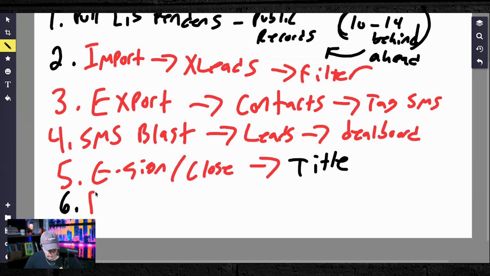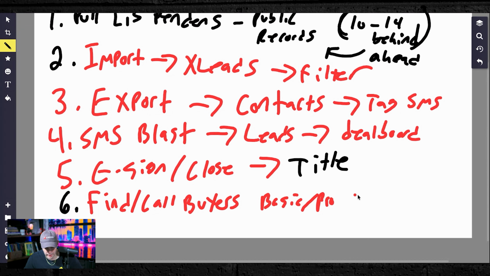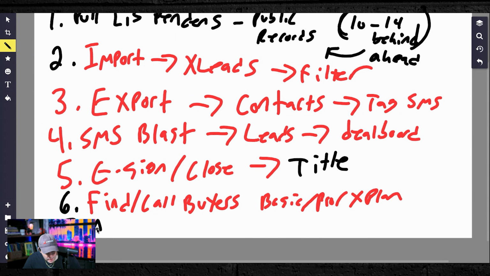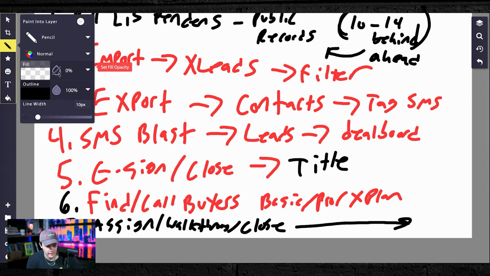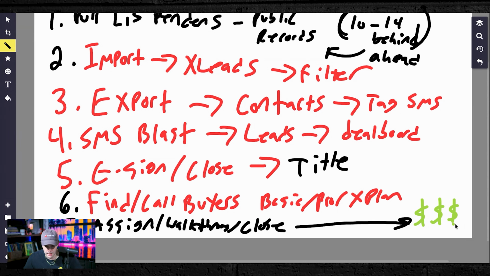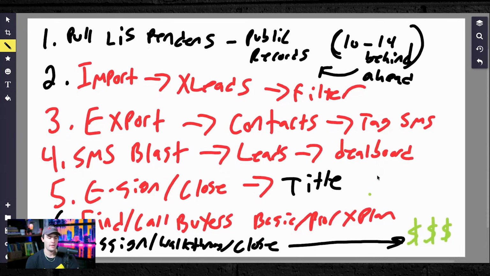You're going to call your buyers. So I'll show you how to do it on the basic plan and the pro plan, and then on the X plan, how to find buyers, because it really depends. But you do get a lot better on the X plan finding cash buyers. And then 7, you assign. You can e-sign it with XLeads. You're going to sign the contract, set the walkthrough. You're going to set the close. And then from there, like everyone else and me, we all get our cha-ching, our cheddar, cha-ching, cha-ching, cha-ching, and we get paid. So this is how we're going to do it.